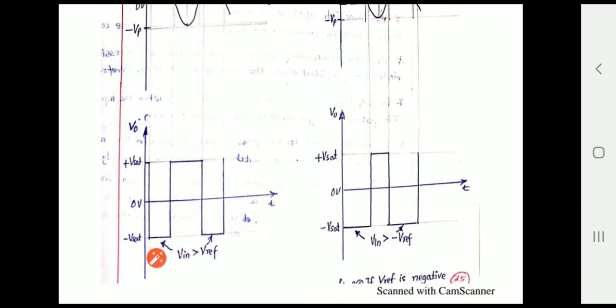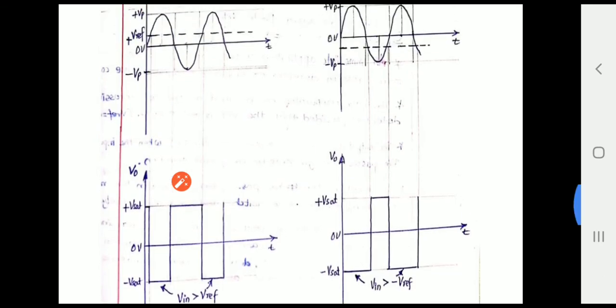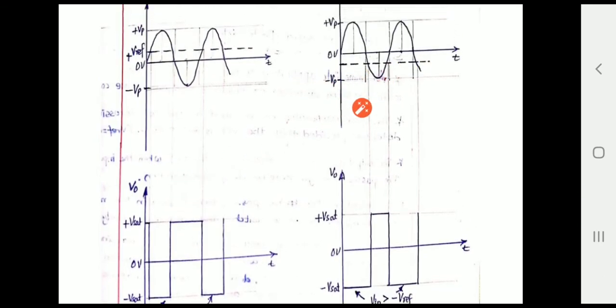This is for the positive cycle of Vin when it is greater than V reference. At that time we get minus V saturation because it is an inverting configuration. For Vin less than V reference, we get a positive cycle, a 180-degree phase shift. Similarly, for the negative reference, only the time period changes. For this, the time period increases because up to this much time it stays in the negative cycle, that is minus V saturation. Only this part of the negative cycle is on, hence the time period for the positive cycle is less.